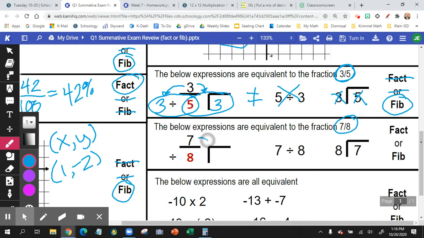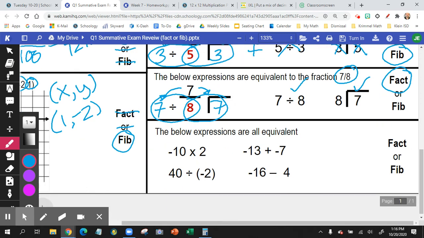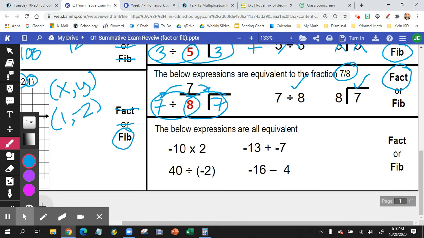The below expressions are equivalent to 7/8. Let's check and see. 7/8, use a strategy. Now let's check. 7 is divided by 8. Yes. 7 goes inside, 8 goes outside, 7 is divided by 8. Yes. So these expressions do mean the same thing and they are equivalent. That is a fact.